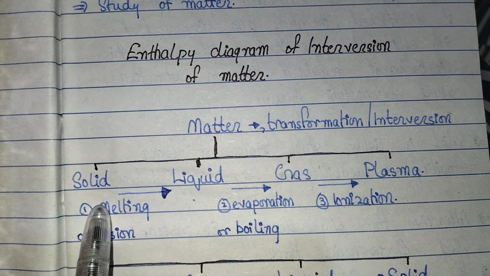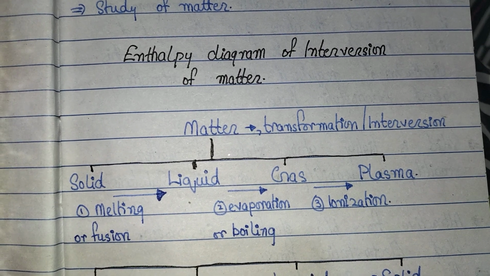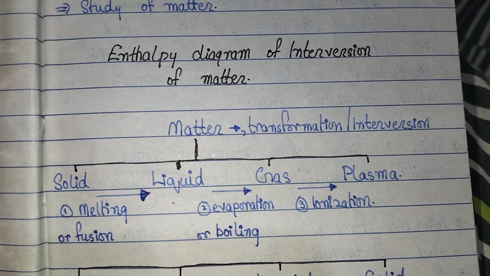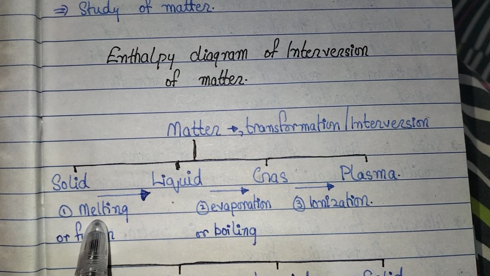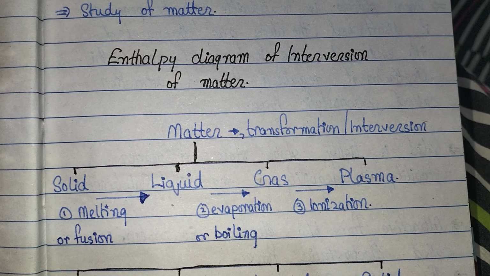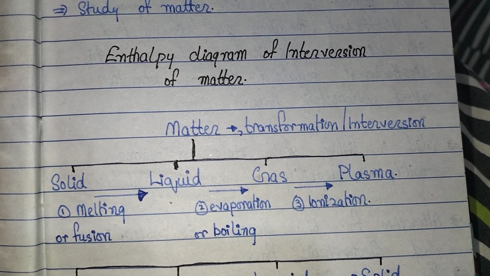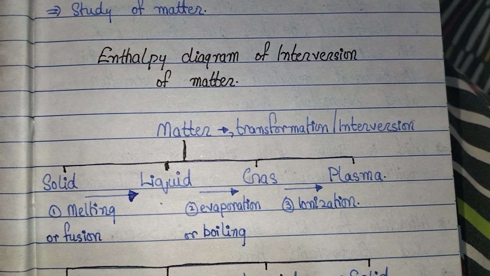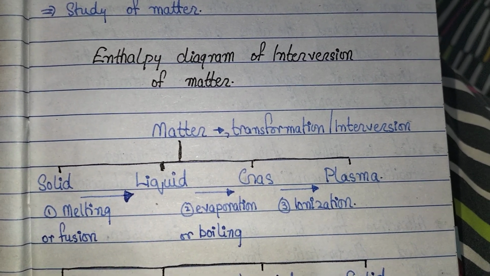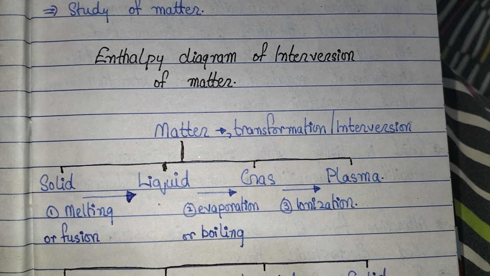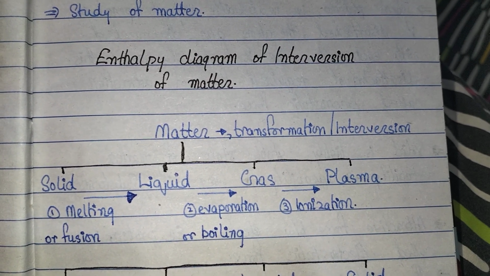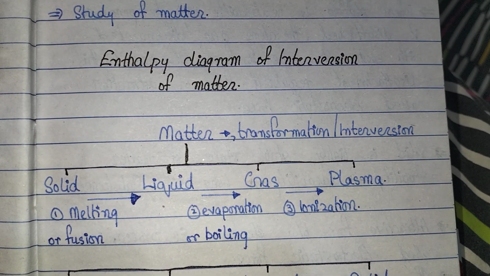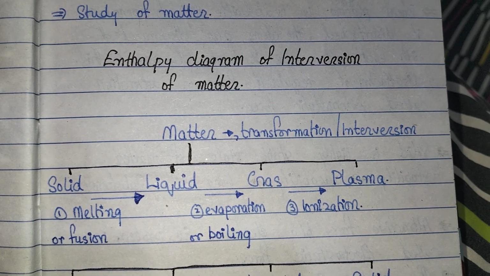When a solid is converted into a liquid by giving heat, that process is called melting, or we can also say fusion. And when a liquid is converted into gas by giving heat, that process is called evaporation or boiling. And when gas is converted into plasma by giving heat, that process is called ionization.